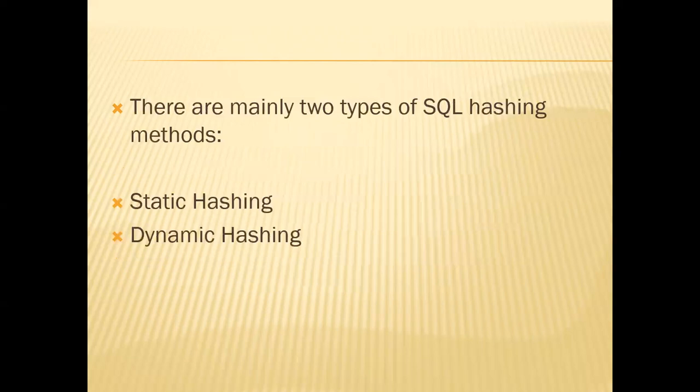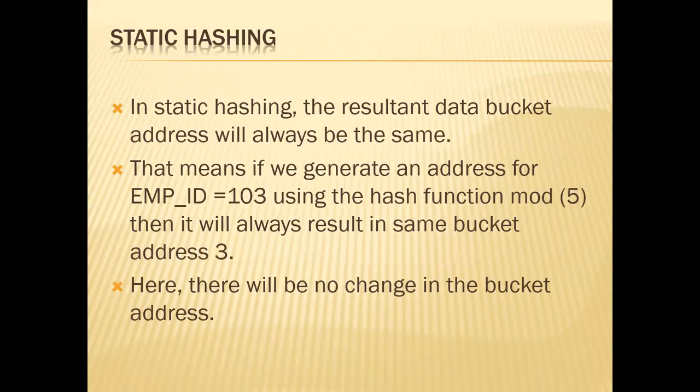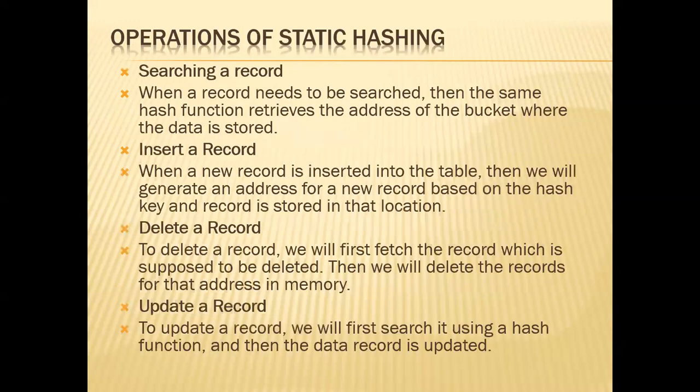So basically, there are two types of hashing, that is static hashing and dynamic hashing. Static hashing basically means the result, or the address at which a particular record is stored, is fixed. For example, if you have a set of memory locations with employee IDs starting from 101, 103, and so on, every time you try to access the data of 103, it will always give you the same address. So it is not changing, it is static. There is no change in the bucket address.